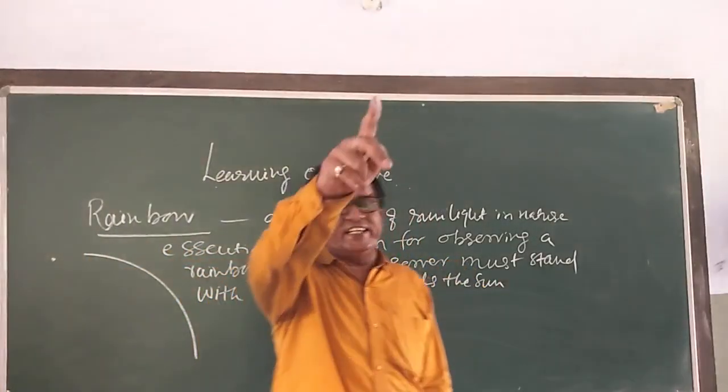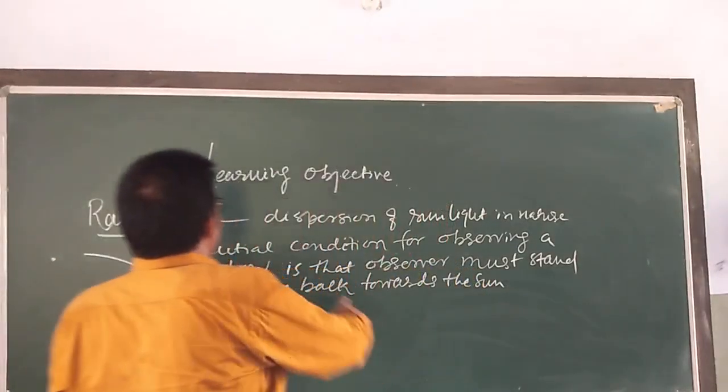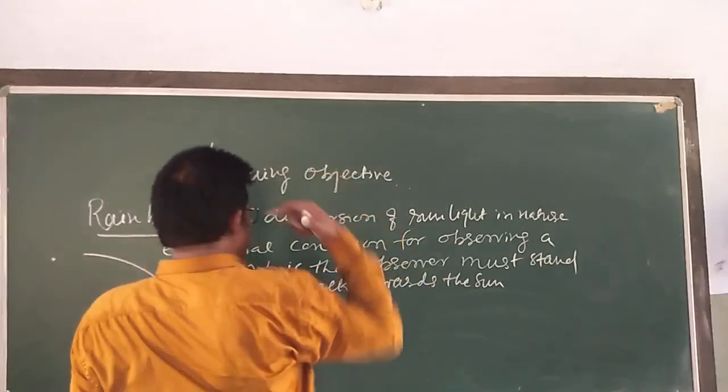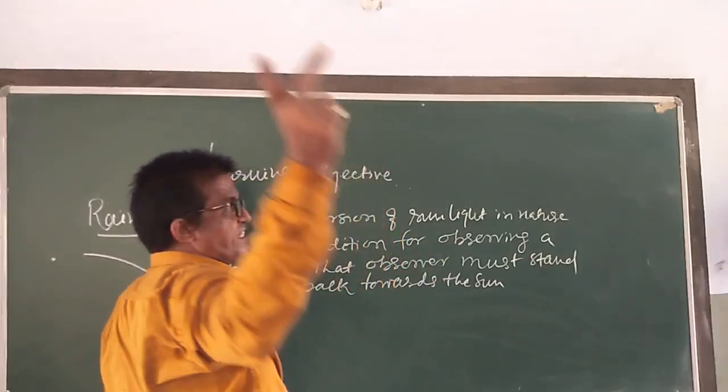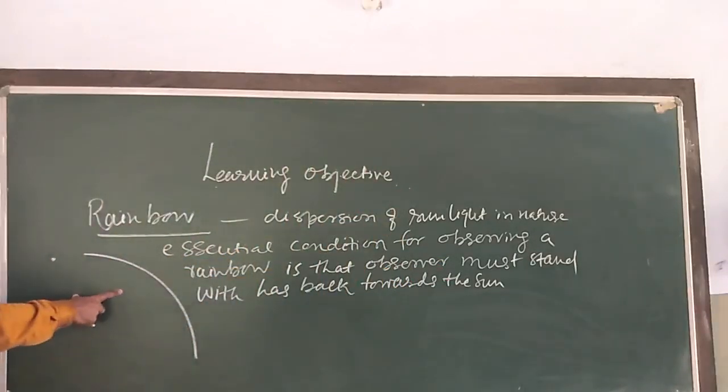Suppose here is the sun. The observer must stand with his back, जो बैक जो होता है it is towards the sun. सन इधर से आ रहा है, you खड़े होंगे तो हमारे को ये रेनबो दिखाई देगा यहाँ पर. This is the rainbow here.